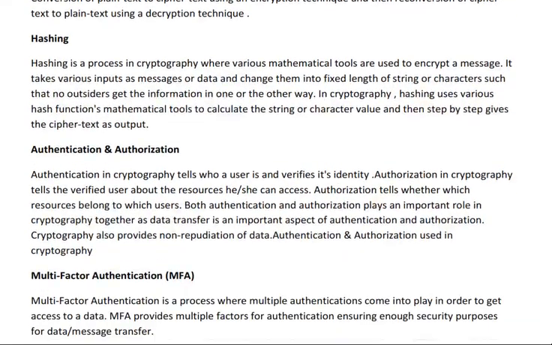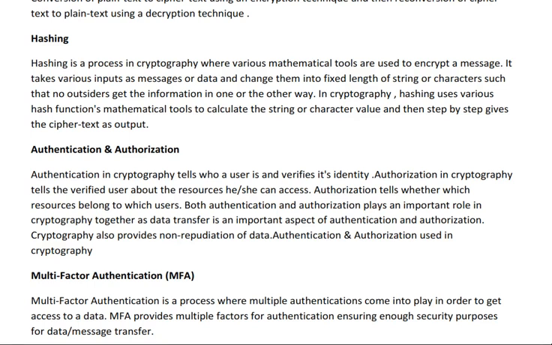Authentication and authorization. Authentication in cryptography verifies a user's identity. Authorization tells the verified user about the resources he or she can access, and which resources belong to which users. Both authentication and authorization play an important role in cryptography.